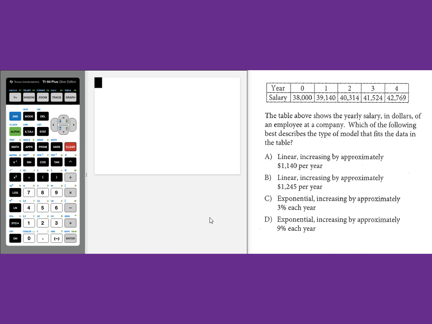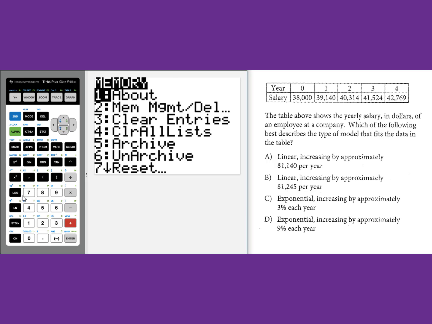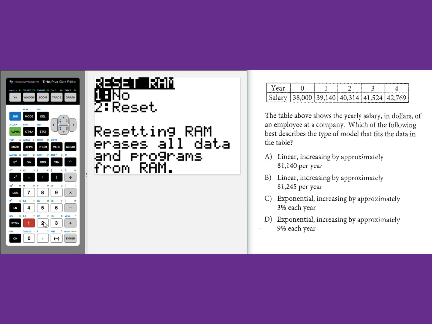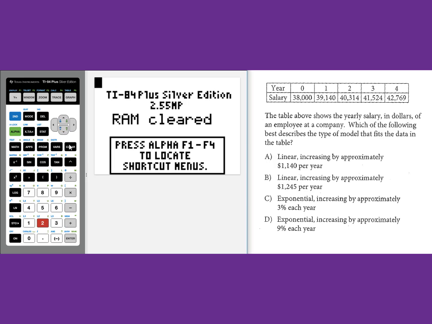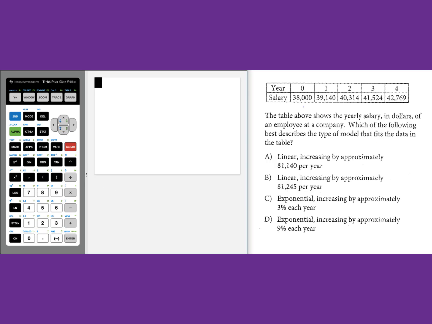Today, I will talk about how to use a graphing calculator to decide which regression equation is the best fit. First of all, we clear the memory. Second plus 712. We are given this data and want to check which one is the best fit.